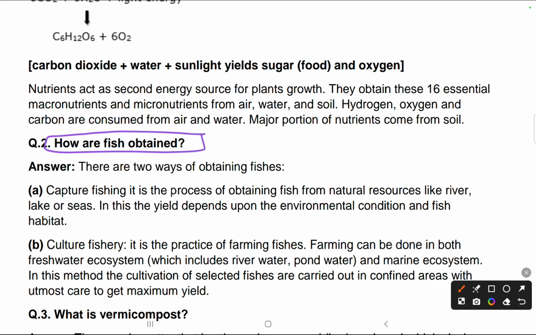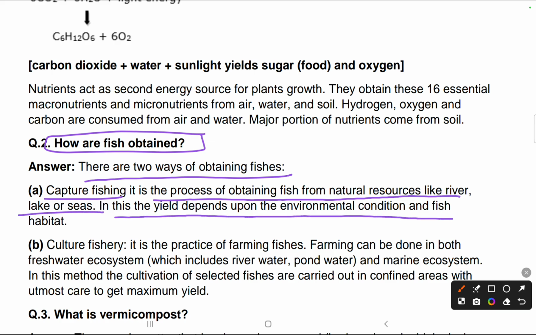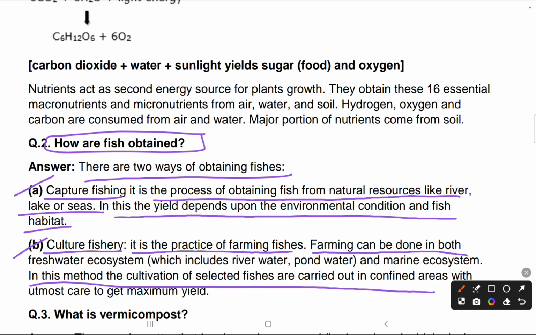are fish obtained? There are two ways of obtaining fishes. First is capture fishing. It is the process of obtaining fish from natural resources like river, lake or seas. In this the yield depends upon the environmental condition and the fish habitat. Second, culture fishery. It is the practice of farming fishes. Farming can be done in both freshwater ecosystem, which includes river water and pond water, and marine ecosystem. In this method the cultivation of selected fishes is carried out in a confined area, with utmost care to get maximum yield.